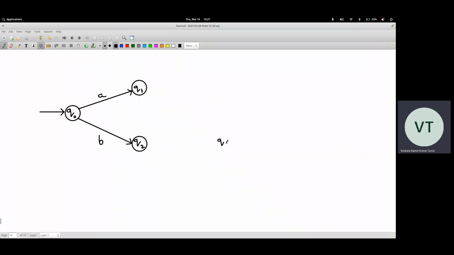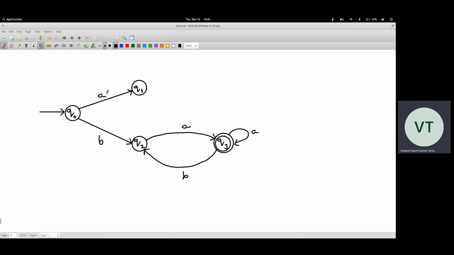So Q3 is the state which tells me that the string is ending with A. So this is a final state. If I see an A, I come to Q3, and as long as I keep seeing A, I stay in Q3. If I see a B, I assume that that is not the end of the string, because I expect only valid strings, and I go back to Q2.